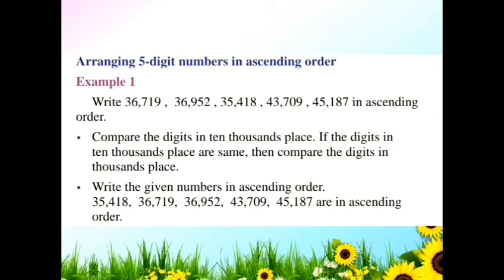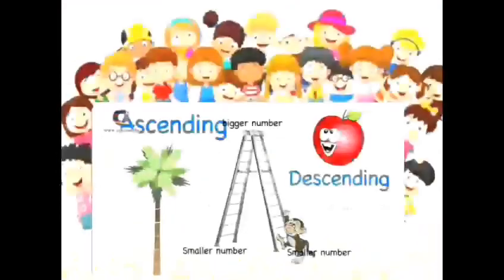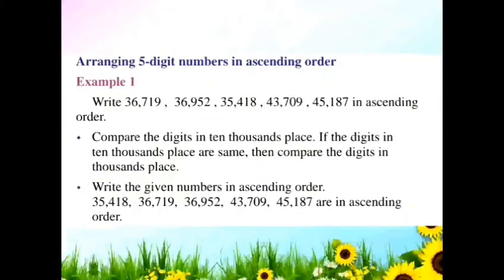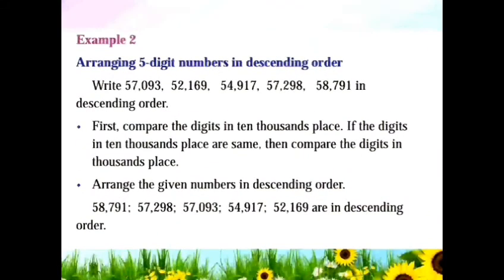Now know the meaning of descending, which means decreasing order. Decreasing order means big number to small number. For example, 57,093, 52,169, 54,917, 57,298, 58,791 in the descending order. First, compare the digits in the 10,000s place.